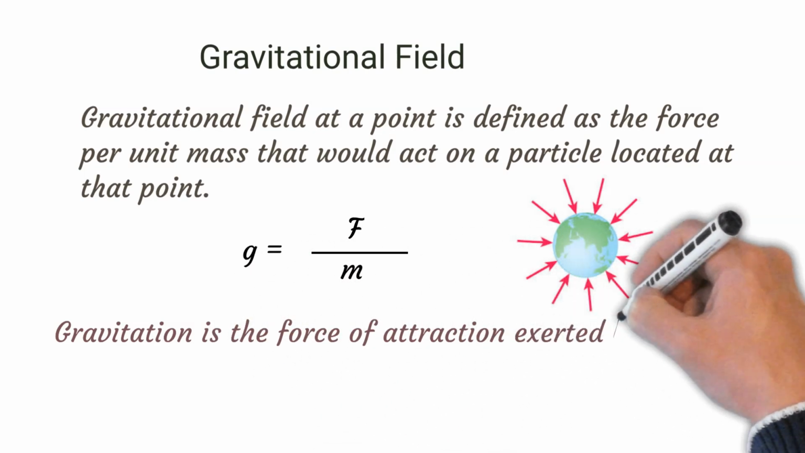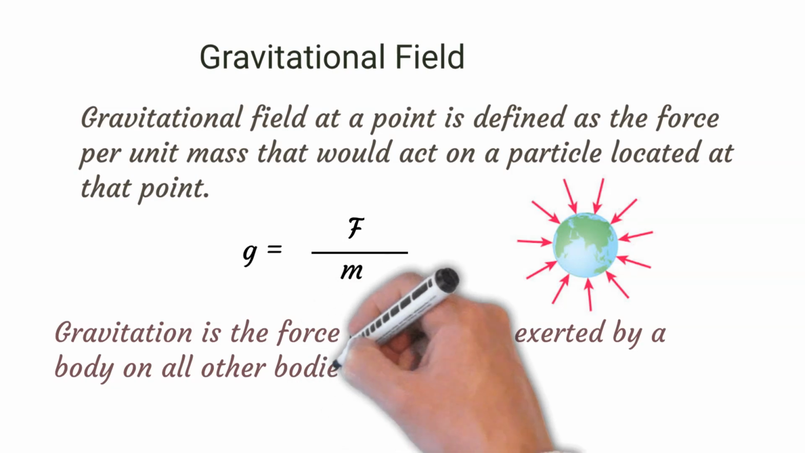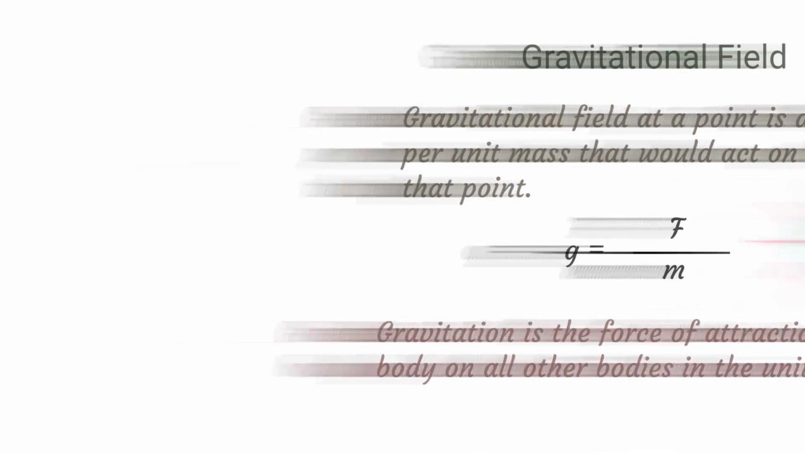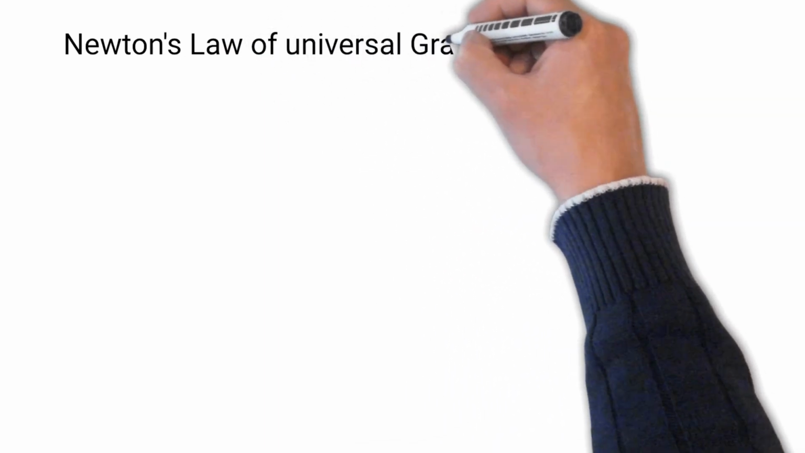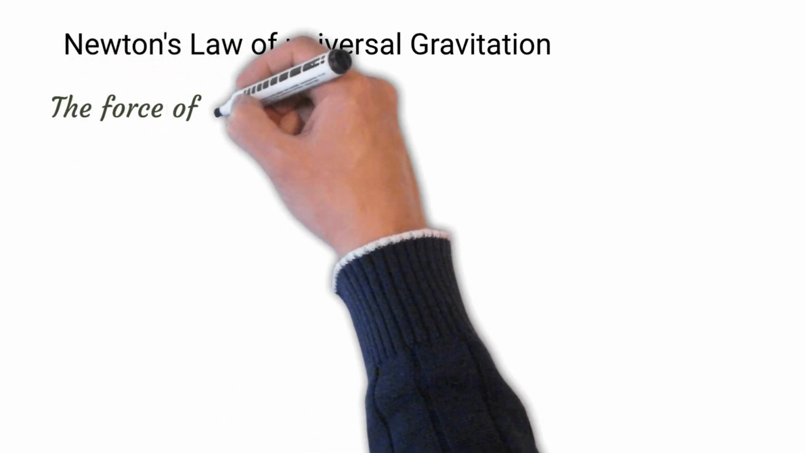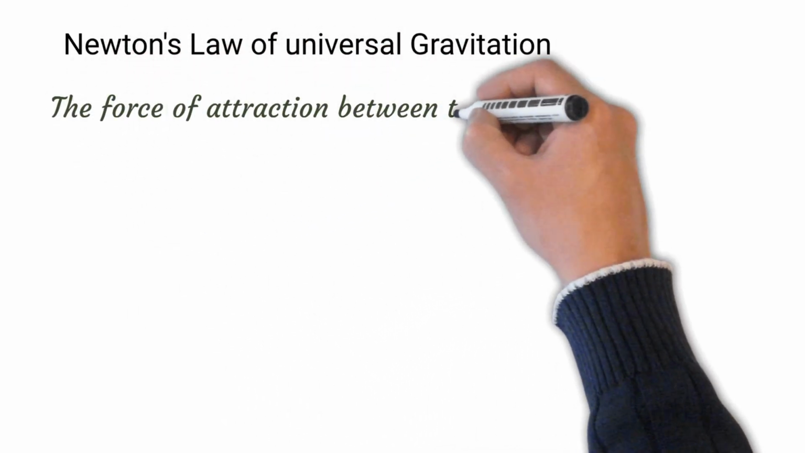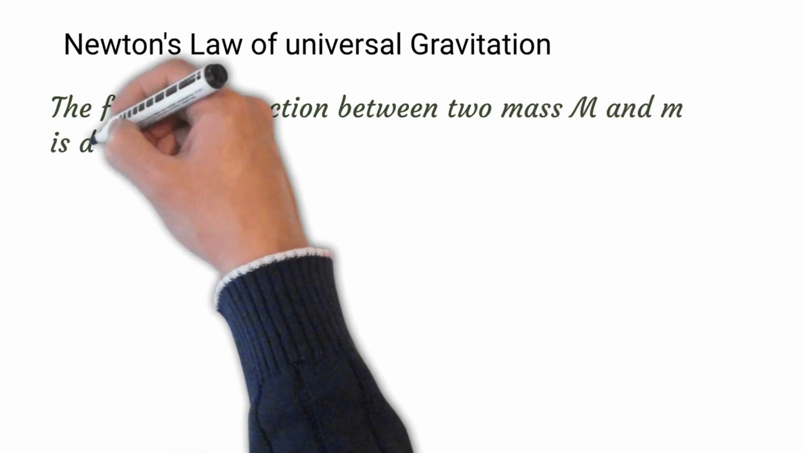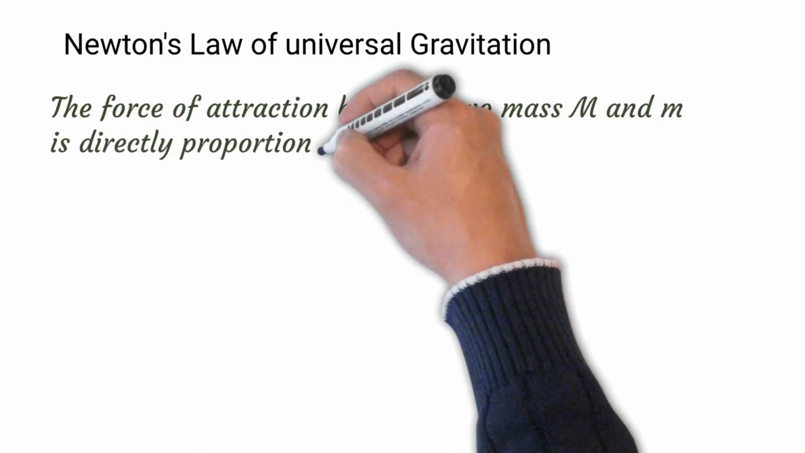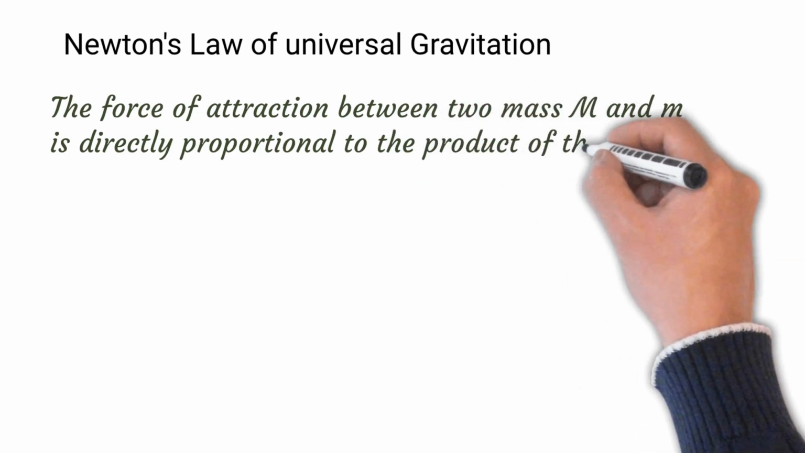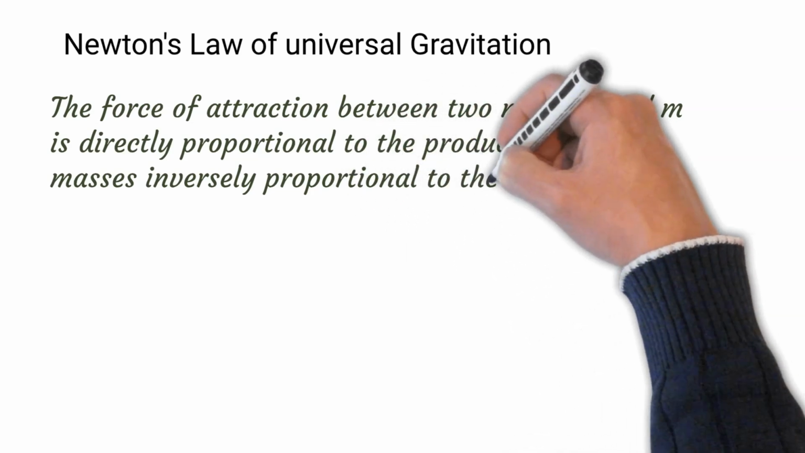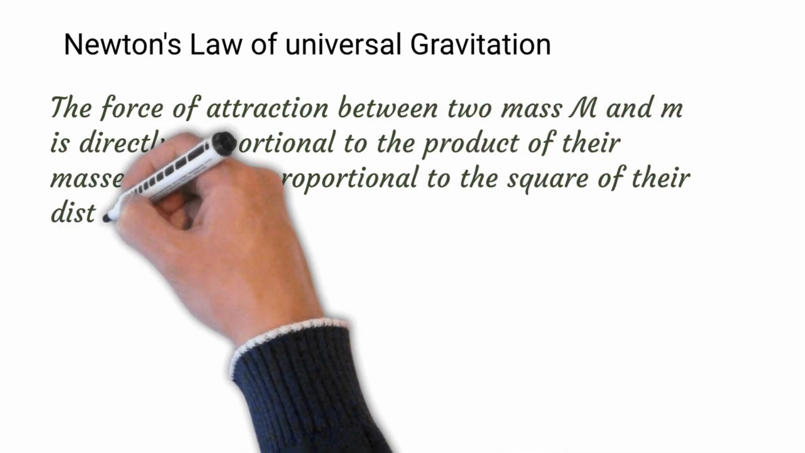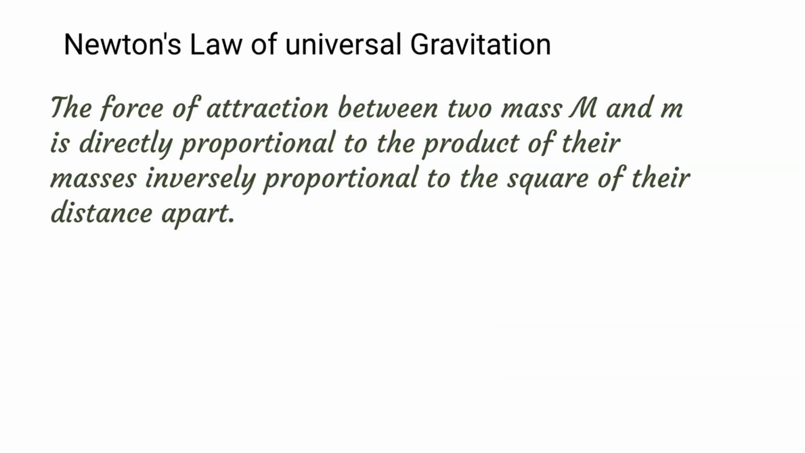Gravitation is the force of attraction exerted by a body on all other bodies in the universe. Newton's law of universal gravitation states that the force of attraction between two masses, M and m, is directly proportional to the product of their masses and inversely proportional to the square of their distance apart.